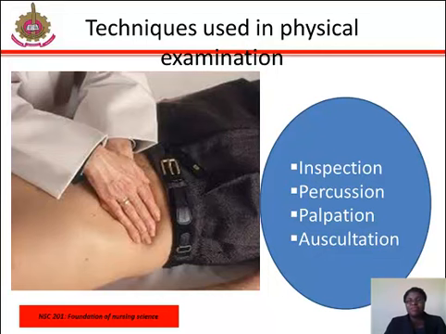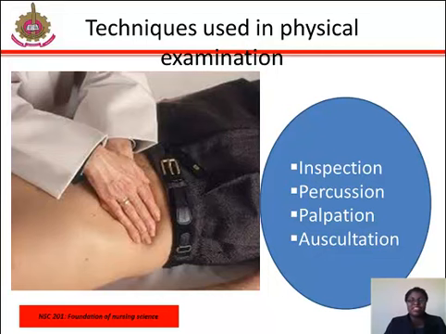Inspection involves a deliberate, purposeful, and systematic observation to identify deviation from normal. And percussion involves striking or tapping a particular part of the body to produce vibrating sounds. The quality of sound aids in determining the location, the size, and density of underlying structures.